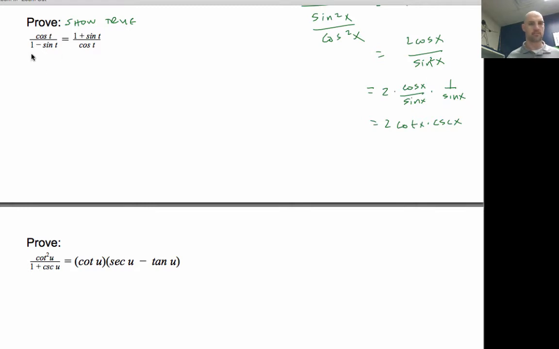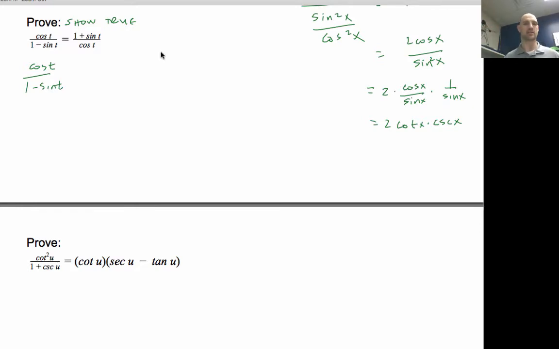And I don't really know what to do. But what I do see is that on the other side, if I'm going to show this true, I need a 1 plus sine on top. Well, I don't have 1 plus sine on top. That's the beauty of this, guys. When you are proving, you know that it's true. And so if you're starting with a side, and it's got to look like the other side, just look, observe.